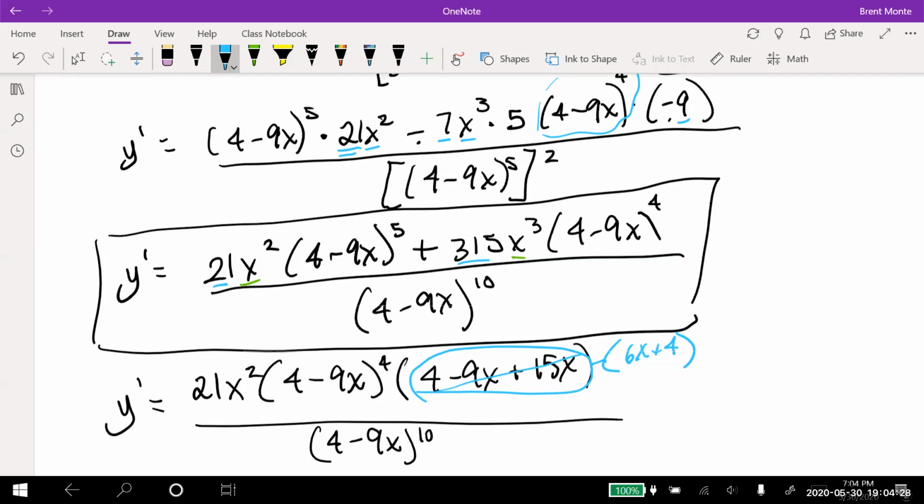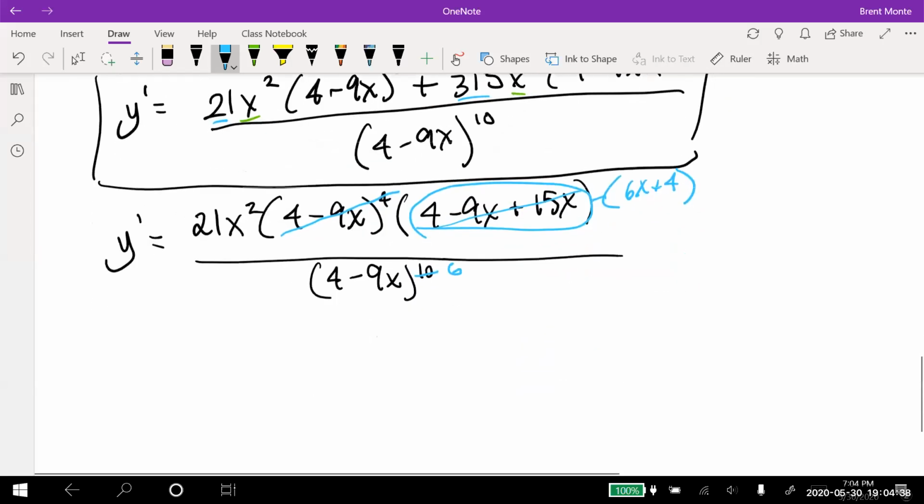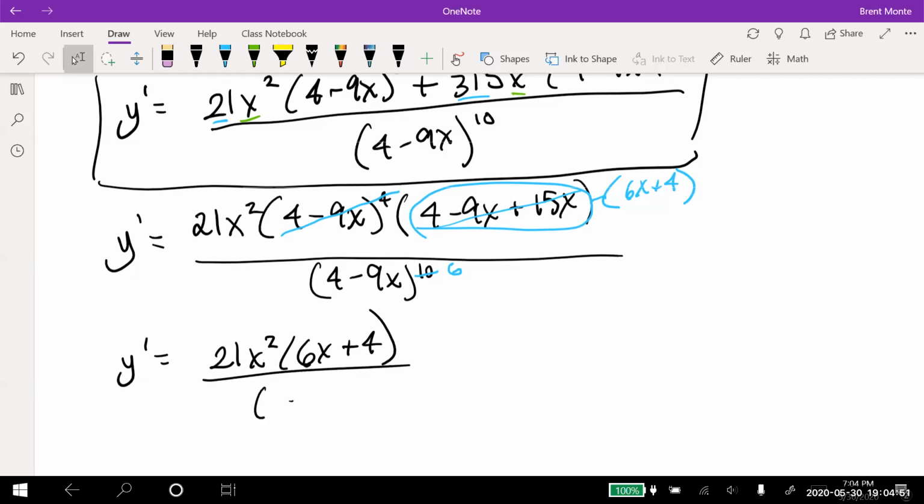Now what they're going to do is they're going to say, hey, these 4 cancel with 4 of these, leaving 6 of them. And then that's going to be fully reduced. So a lot of authors will put the answer as 21x squared times 6x plus 4, all divided by 4 minus 9x raised to the 6th power.